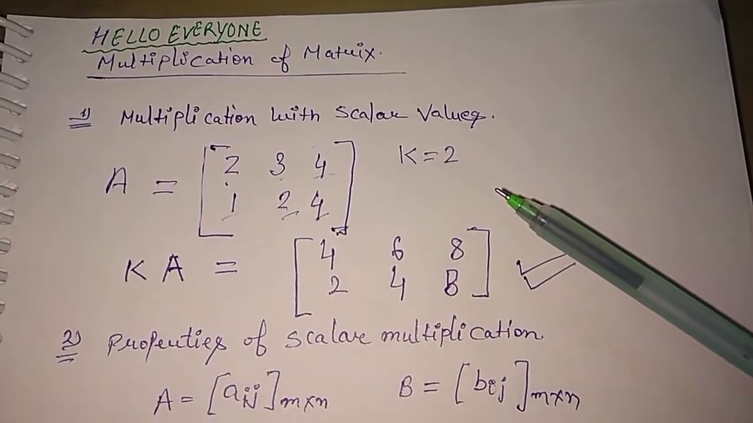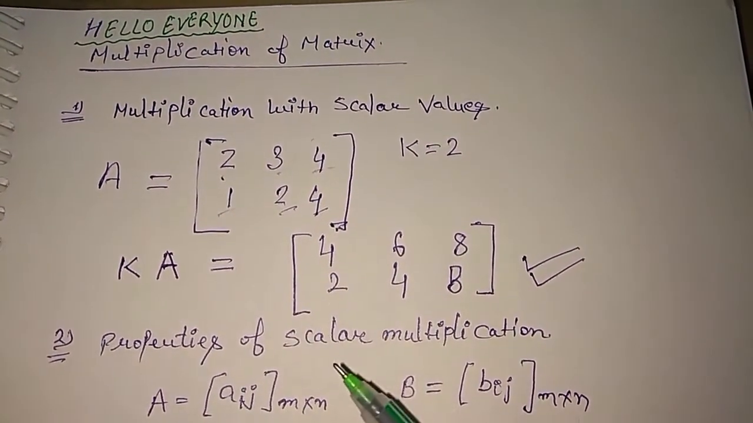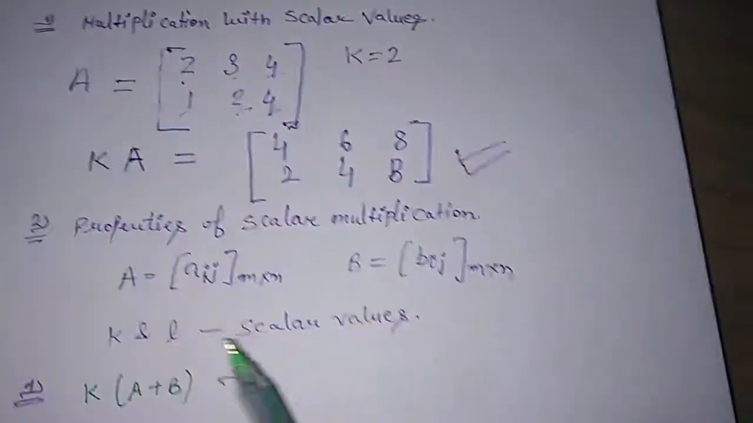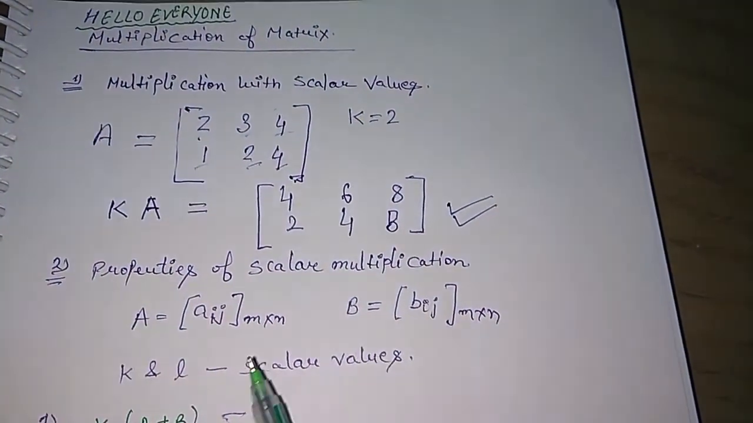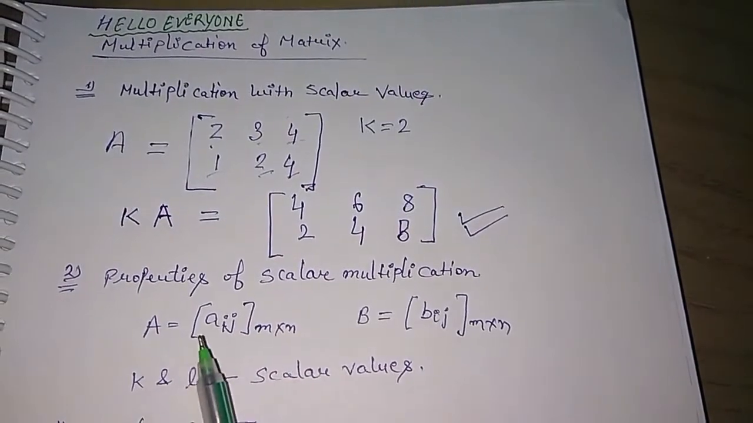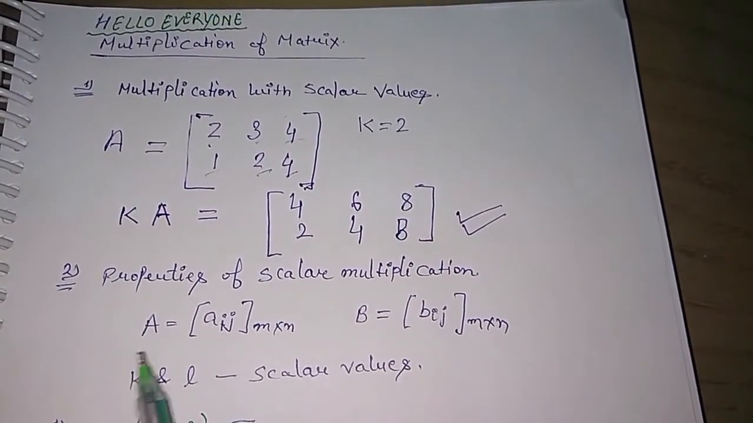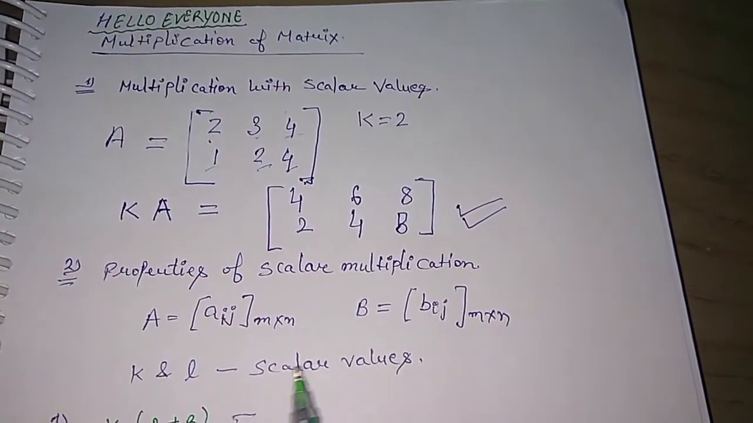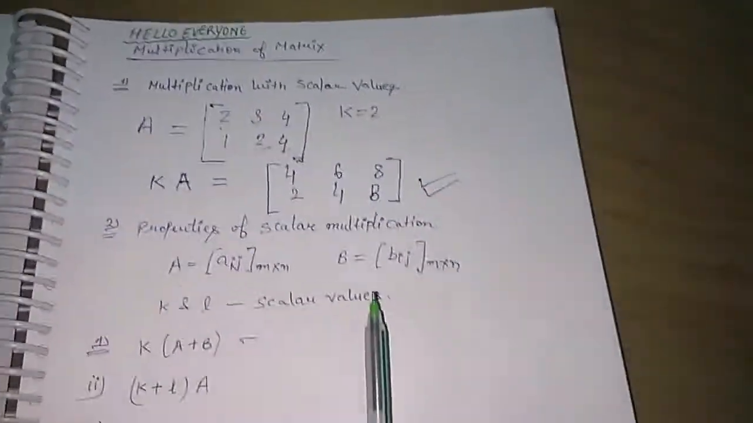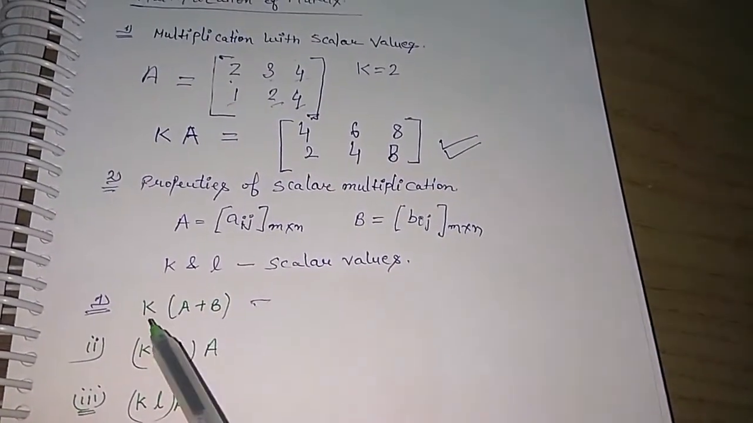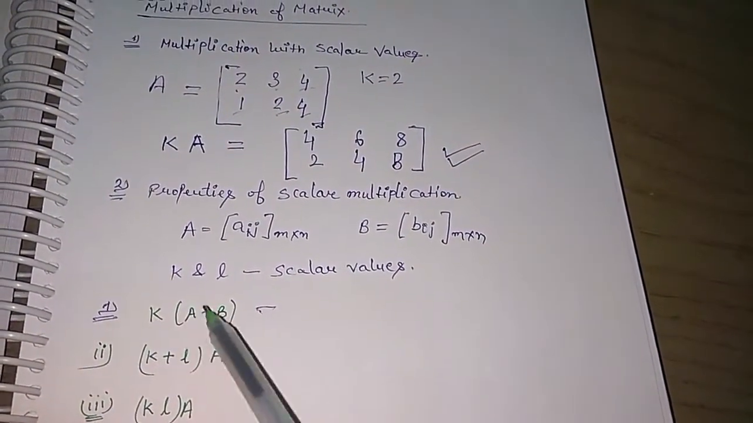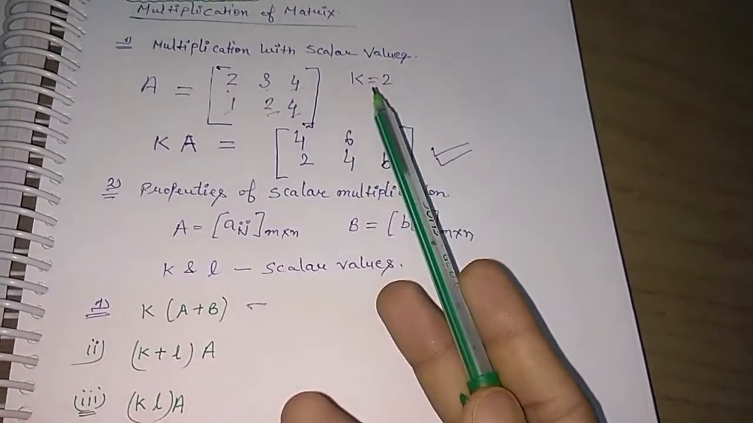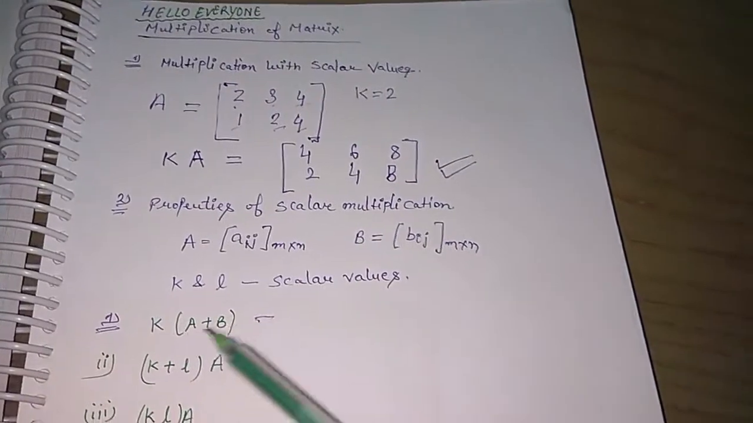Let's move further to know the properties of scalar multiplication in different conditions. For that, assume two matrices A and B of the same order m by n with the elements Aij of matrix A and Bij for matrix B. Assume K and L as scalar values. So here K into (A plus B), where A and B represent the matrices and K represents the scalar value. How can we solve this?